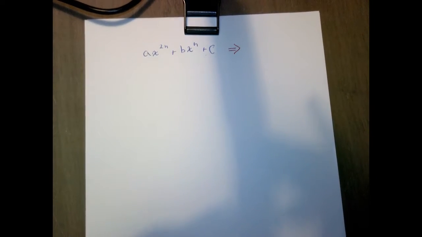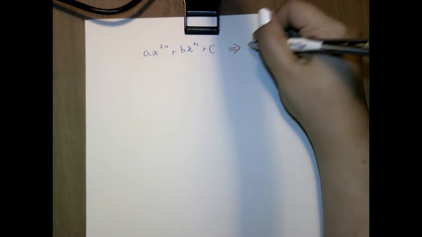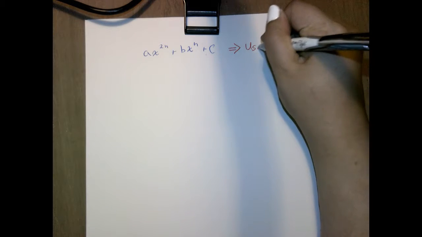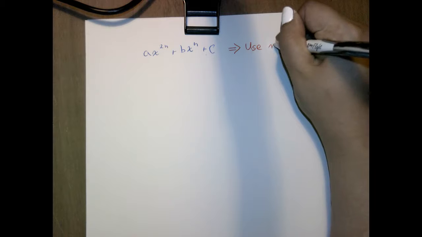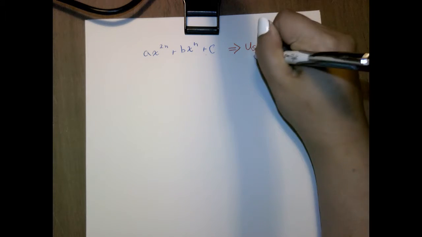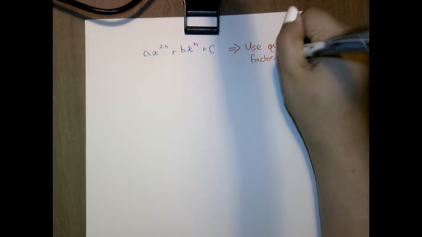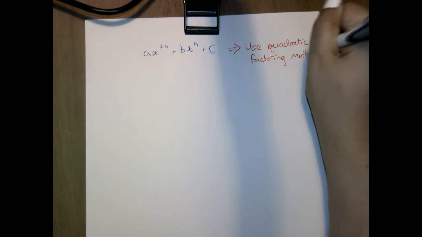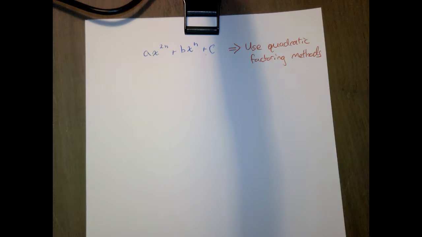So whenever we see a trinomial of this form, we can actually factor it using the same methods as quadratics. Just going to focus the camera. There we go. So we can factor using quadratic factoring methods. So what do I mean by that? Let's look at some examples, right?